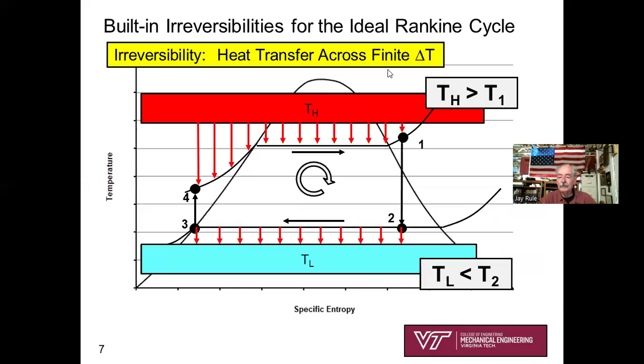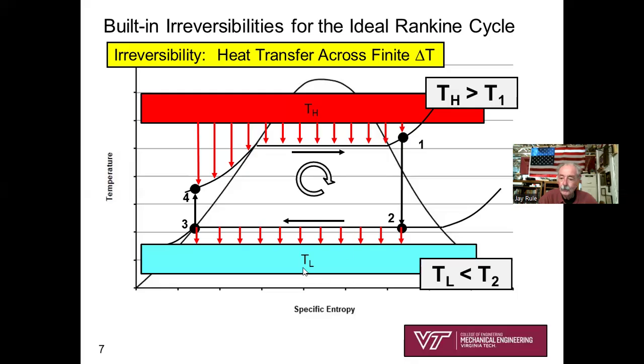Let's look at some built-in irreversibilities for the ideal Rankine cycle. Even though we've got a reversible adiabatic turbine and a reversible adiabatic pump, do you see that if TH is the slightest bit bigger than T1, or even down to T1, you've got built-in irreversibility here, even if TH equals T1, because I've drawn these red arrows to depict heat transfer across a finite temperature difference. So you're visualizing the irreversibility on this high temperature heat addition.